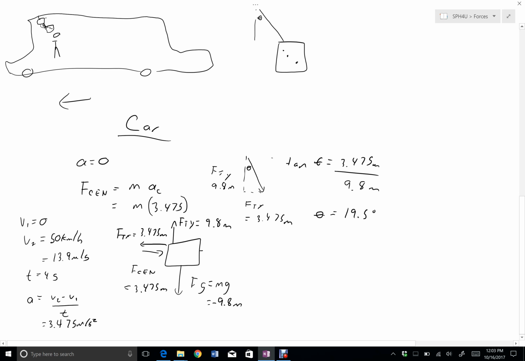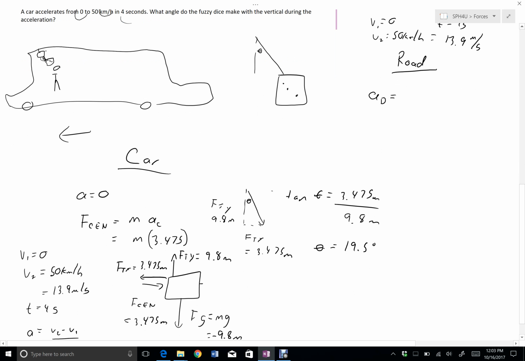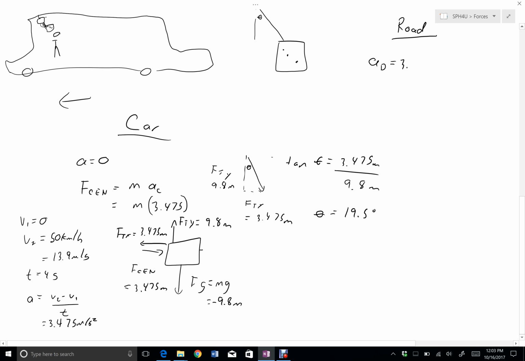We can do this exact same problem, but from the road's perspective, or as if we're not in an accelerated frame of reference. Here, what we would think is, what acceleration do those dice need to keep up with the car? Again, we're going from 0 to 50 kilometers per hour in a time of 4 seconds. 50 kilometers an hour is 13.9 meters per second. And we'd use the same formula, and we'd get the same acceleration, 3.475 meters per second squared.